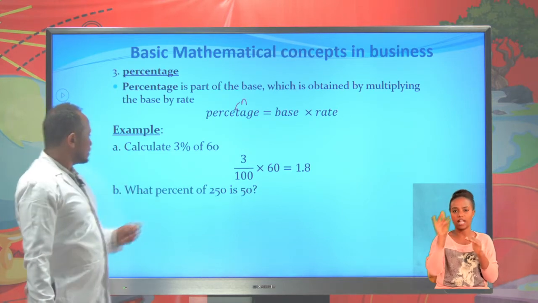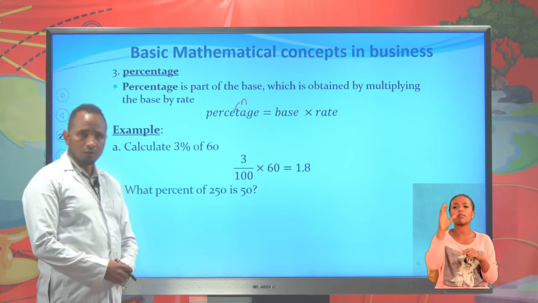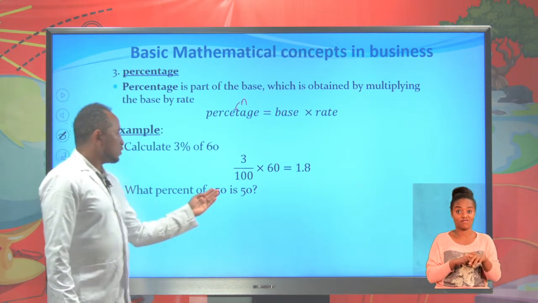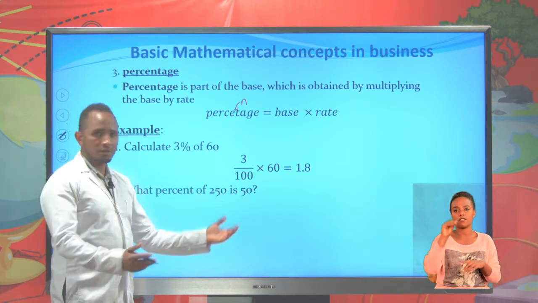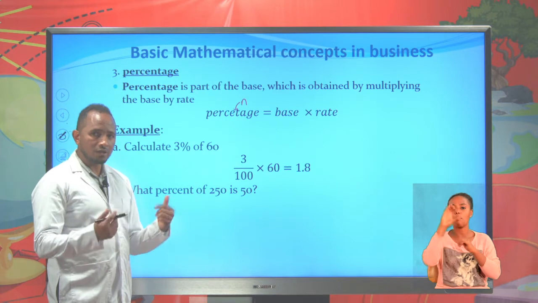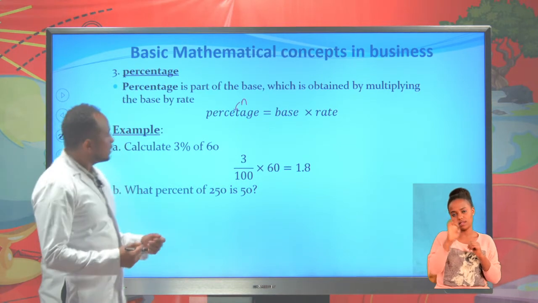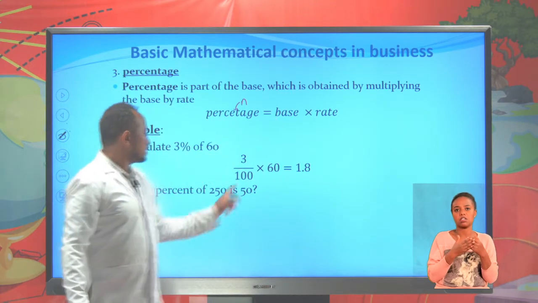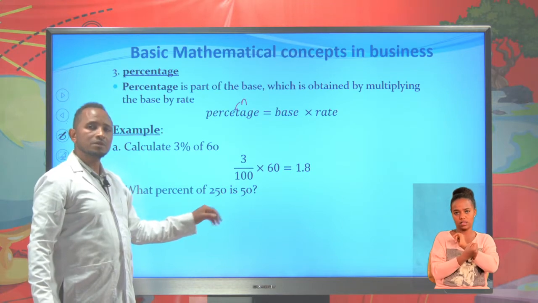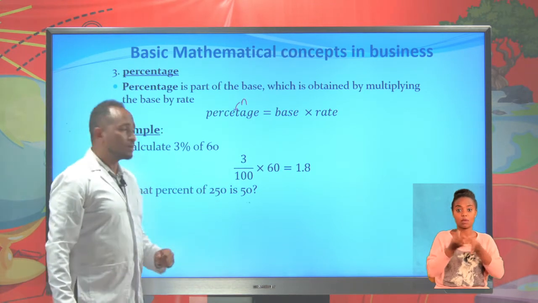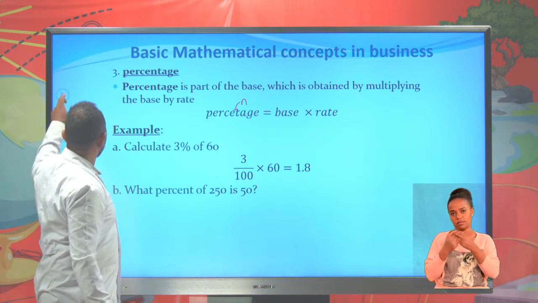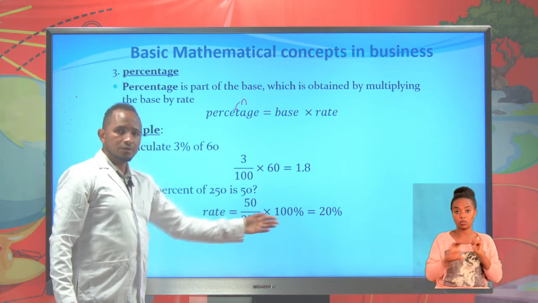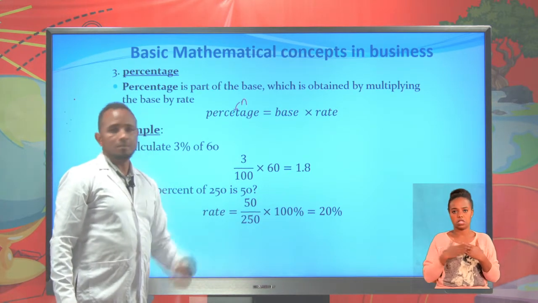Next, B, what percent of 250 is 50? In this case, 250 is the whole part, the base, and 50 is the percentage. We are asked to find the rate. To calculate the rate, simply you divide the percentage by the base. Since the rate must be expressed in percent, you multiply it by 100%. The rate will be percentage over base times 100%. When you simplify this, you get 20%.